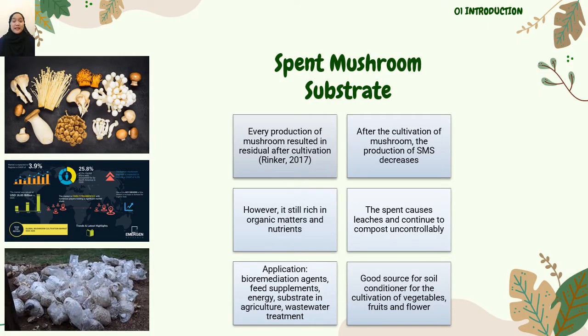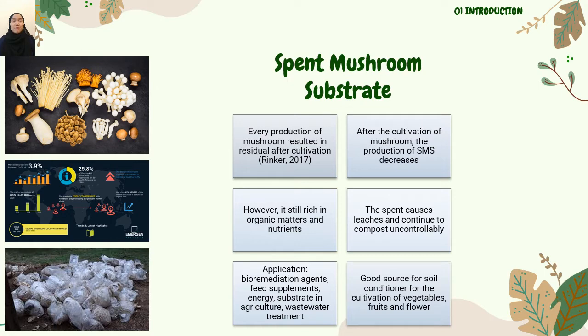Basically, Mush-G Compost is a term that comes from spent mushroom substrate, also known as SMS, which is actually a waste or residual from mushroom cultivation. Furthermore, after the cultivation cycles of mushroom, the productivity of SMS decreases and it cannot be used as a cultivating medium anymore. However, it's still rich in organic matter and nutrients. The spent causes leachates and continues to compost uncontrollably if improperly managed.